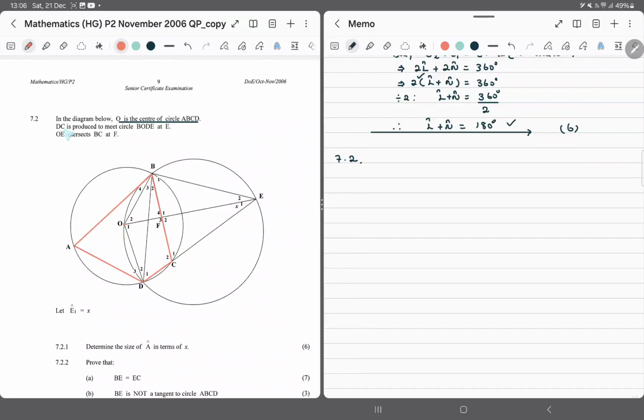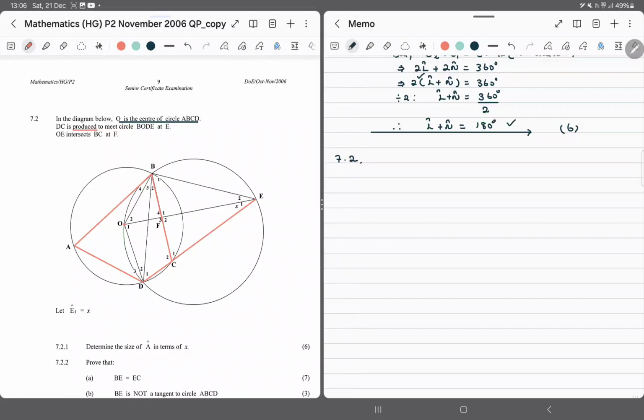Great. Now we're told DC is produced. Once we hear that word produced, it means it forms a straight line. So we can produce that one. Let's sort it out. So this simply says this forms the same straight line. Okay, great. So that's what we have.